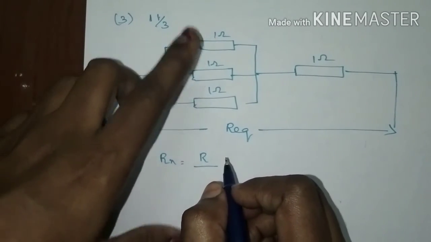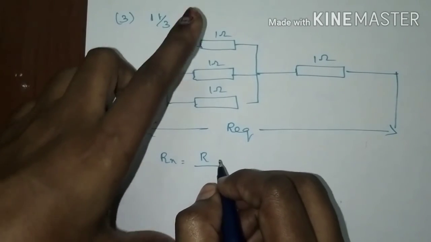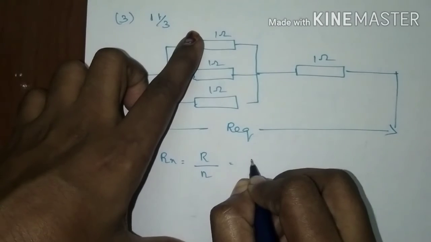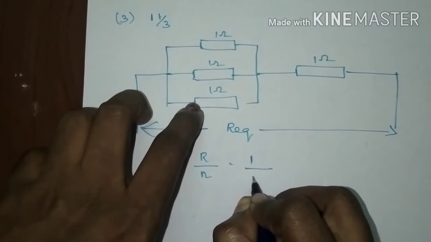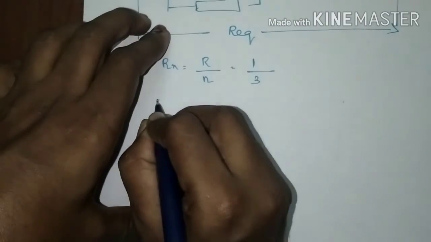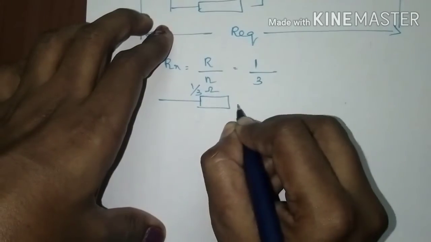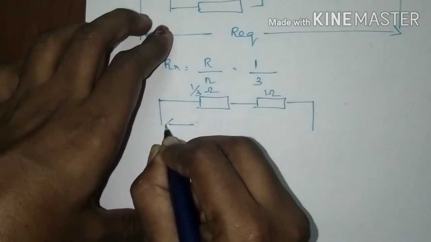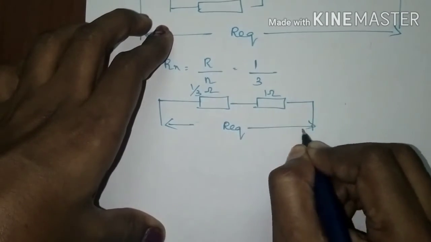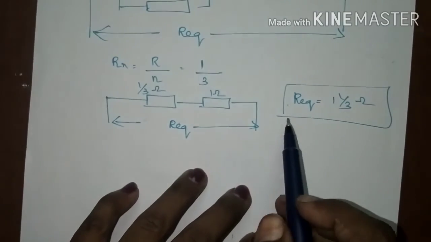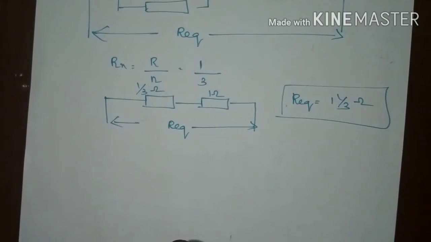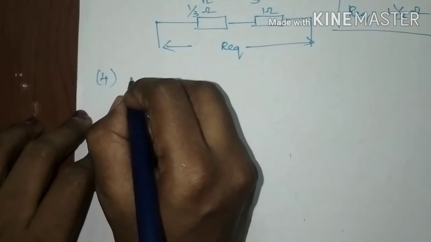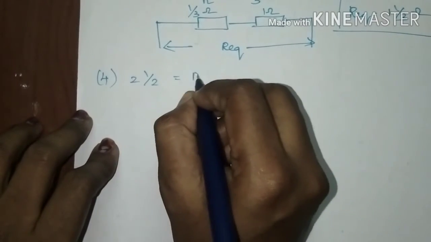This parallel connection will give the value of Rx as, since identical resistance are connected in parallel, to find the R equivalent, the formula is R by N. Value of resistance is 1 and 3 times it has been connected. Now the circuit will look like 1 by 3 ohm connected in series with 1 ohm, and we have to find the R equivalent. It is a series combination, we will get R equivalent as 1 by 3. It is very simple.